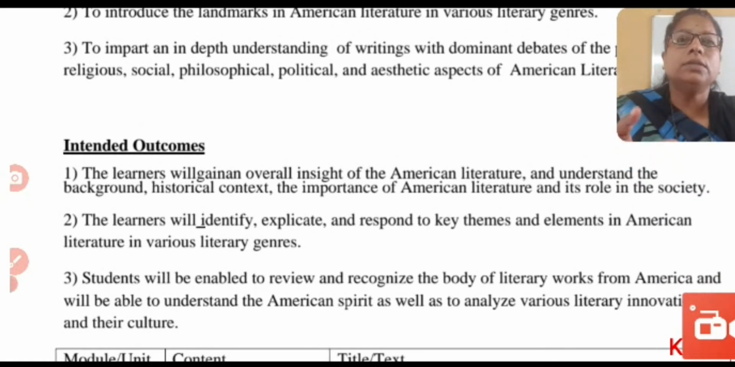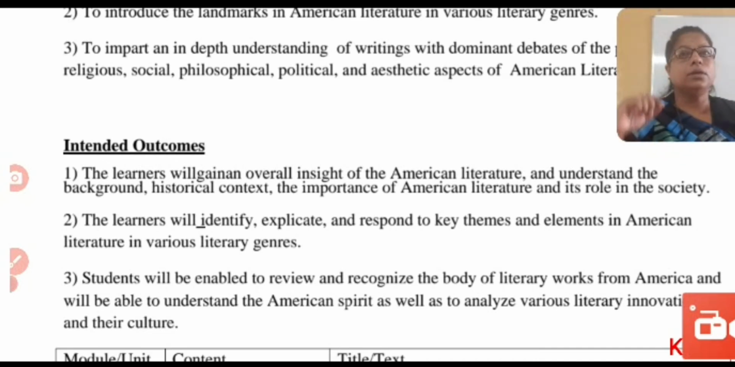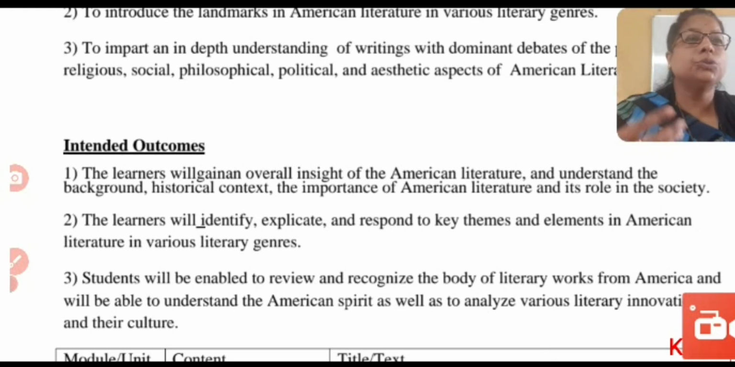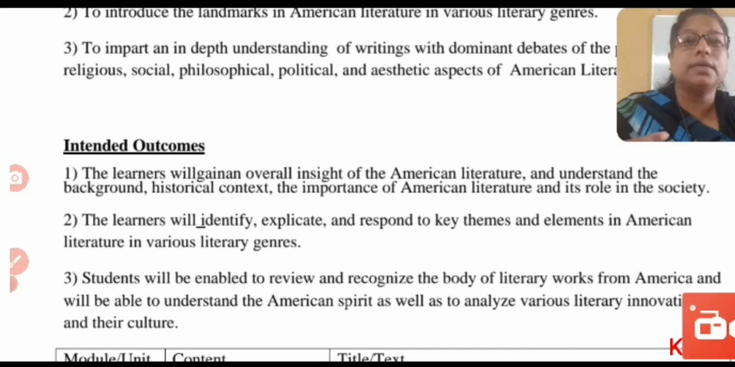The intended outcomes: what will be the learners' achievement. The learners will gain an overall insight of American literature and understand the background historical context, because in order to understand any text, we have to study the co-text, that is the context, the background, the historical time, the historical situation, the social political situation of that particular period in which the writer is born and brought up. So here is an opportunity for us to understand the historical context, the political background, and so on of American literature and its role in the development of the nation, that is America.